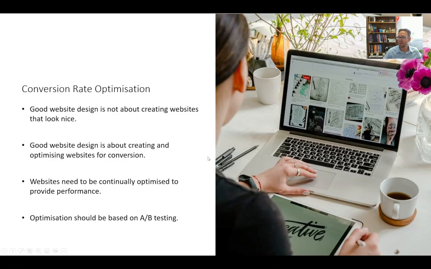So good website design is about creating and optimising websites for conversion. That conversion rate is going to be defined by us as marketing managers based on the objectives of the website. Websites need to be continually optimised to provide performance. I need to stress this, you don't make a website and leave it, right? Customers are always changing. Their needs, wants and demands are constantly changing. There's trends, the marketplace is changing. You can't just make a good website and go, yes, I've optimised it, let's just let this one go for a few years and then we'll update it in 5 years. No, good digital marketing is constantly revising.